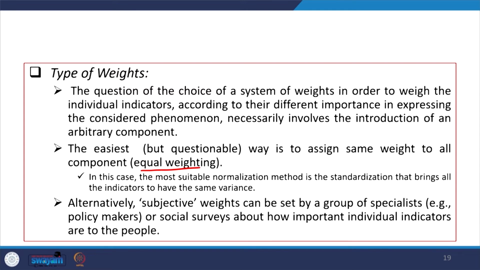Alternatively, subjective weights can also be given based on the loading of that particular group, and usually policymakers give them, and in social surveys about how important individual indicators are to the people. Finally, an objective weighting can be used, choosing a methodology that assigns a weight proportional to the variability of the indicator. You might have seen this variability weighting in different large-scale datasets like NSS and NFHS.